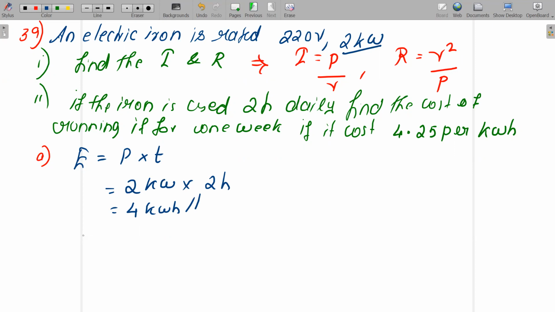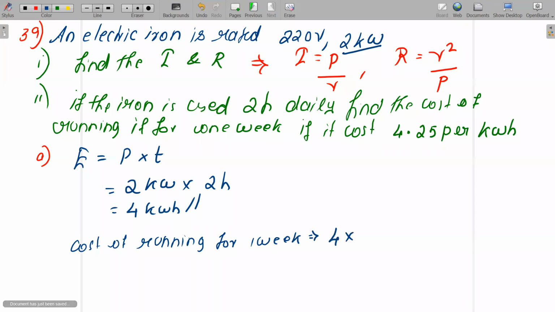Now the cost of running for 1 week. It is given as 4 into 1 week, which is nothing but 7 days, right? 7 into what is per day? 4.25. So you will get it as 119 rupees. Got it?